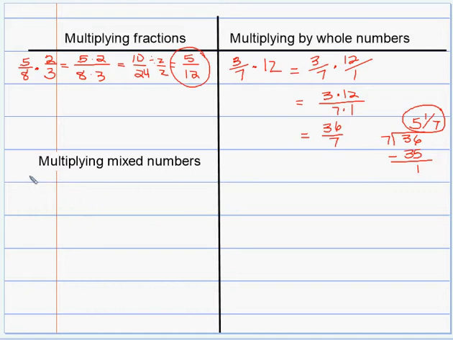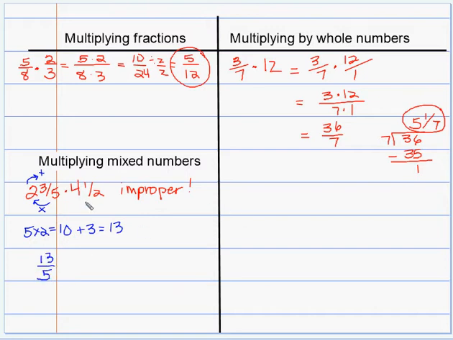Multiplying mixed numbers, if I have 2 and 3/5 times 4 1/2. Remember that you have to make these into improper fractions first. Okay, and remember that you would multiply first and then add, and then we keep the denominator. So 5 times 2 equals 10, plus the 3 equals 13. So it's 13/5.